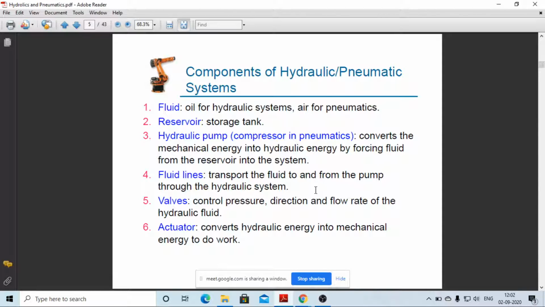Now see one by one component. That is fluid: oil for hydraulic systems, air for pneumatics. Reservoir, that is called the storage tank. Hydraulic pump converts the mechanical energy into hydraulic energy.